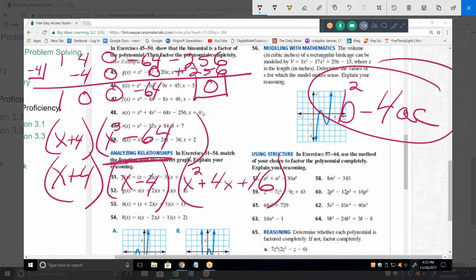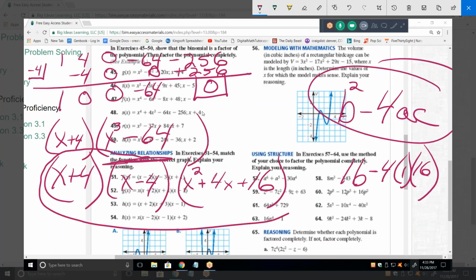Positive. Well, plug it in. What's b squared? 16 minus 4 times 1 times 16. Is that a positive number or a negative number? Negative. Okay. That means that's an irreducible quadratic. That means that's as far as I'm going.